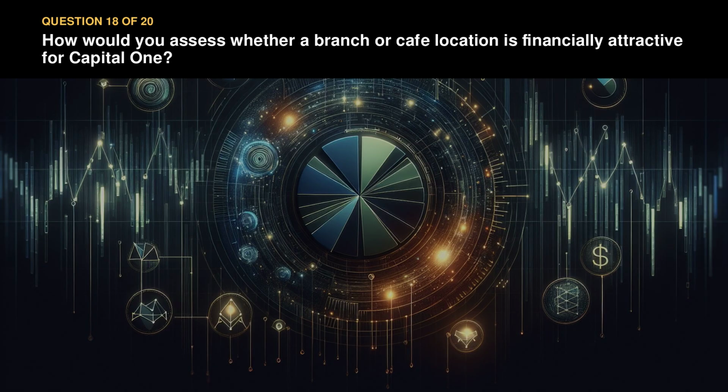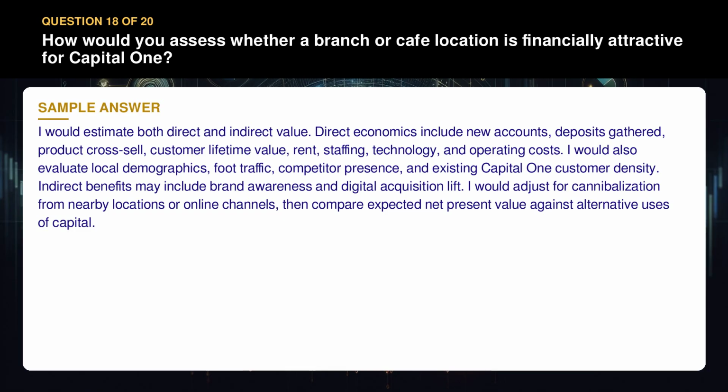Question 18. How would you assess whether a branch or cafe location is financially attractive for Capital One? I would estimate both direct and indirect value. Direct economics include new accounts, deposits gathered, product cross-sell, customer lifetime value, rent, staffing, technology, and operating costs. I would also evaluate local demographics, foot traffic, competitor presence, and existing Capital One customer density. Indirect benefits may include brand awareness and digital acquisition lift.